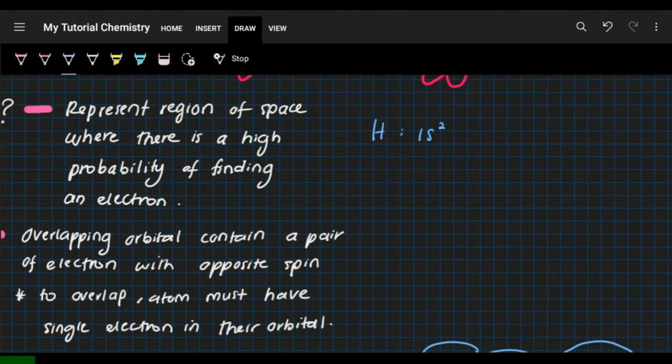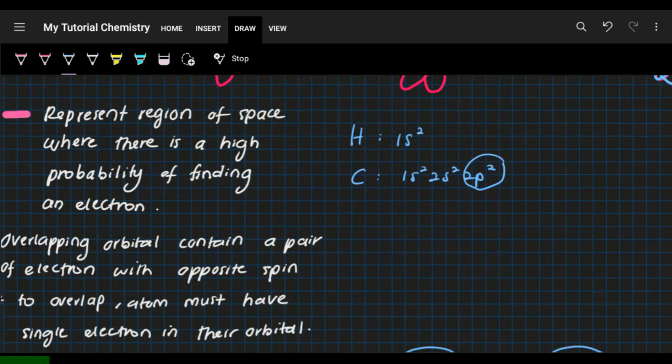And remember that this orbital depends on the valence orbital. Example, carbon. Carbon has 1s2, 2s2, 2p2. This means that carbon has p orbital. We just refer to the valence orbital.